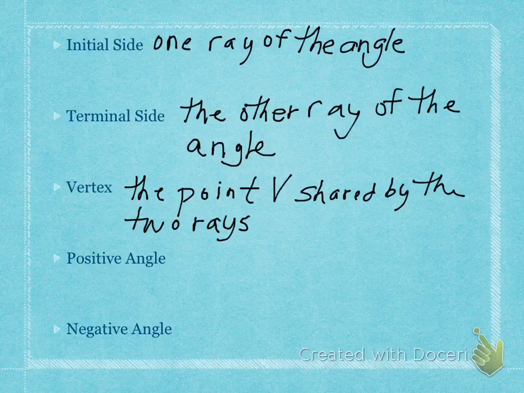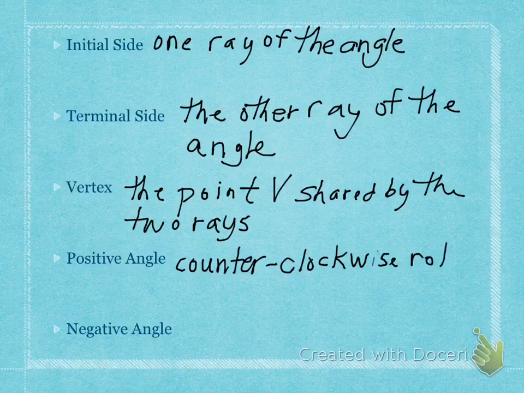There's two different types of angles, or an angle can be described in two different ways. You can describe it as a positive angle or as a negative angle, and it has to do with the direction of rotation. So a positive angle is a counterclockwise rotation. I'll draw a picture. And then the negative angle is a clockwise rotation.